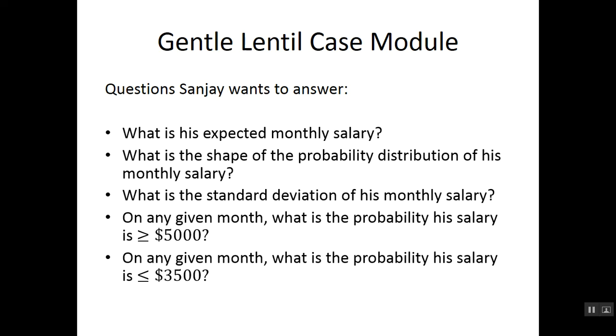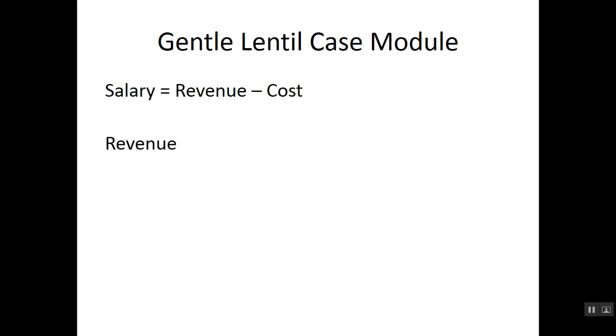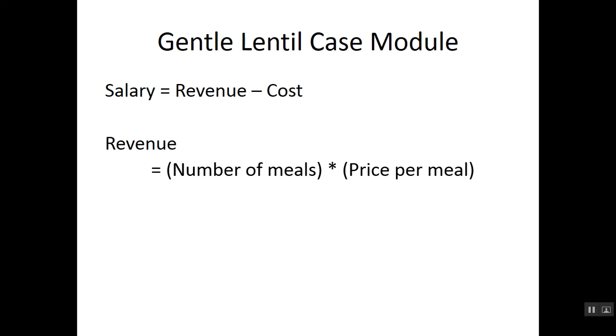So since all of his questions are about salary, we need to take a look at how we calculate his salary. Now, I'm going to start out by making a simplifying assumption. We're going to assume that his salary comes from the profit of the business. And so we're going to assume that all of the profit that his restaurant makes is going to be his salary. In that case, his salary is going to equal the restaurant's revenue minus its costs. Now, because Sanjay tells us that he wants to go with a fixed price menu, we know that his revenue is going to be equal to the number of meals he sells times the price for each meal.